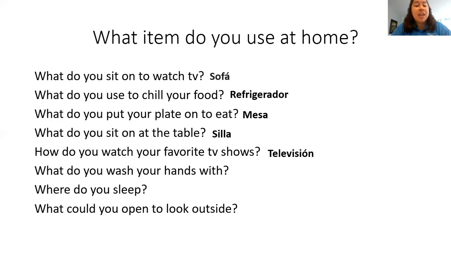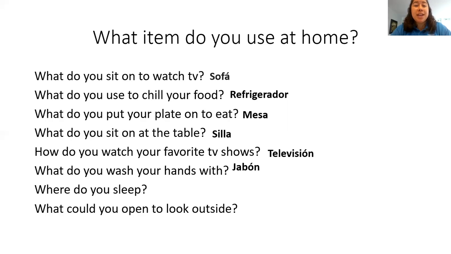Televisión. And then what do you guys wash your hands with after you go to the restroom, after you've been out in the community, after maybe a new person is in your house and you've touched something after them? You're going to use jabón. You're going to use soap. Jabón.